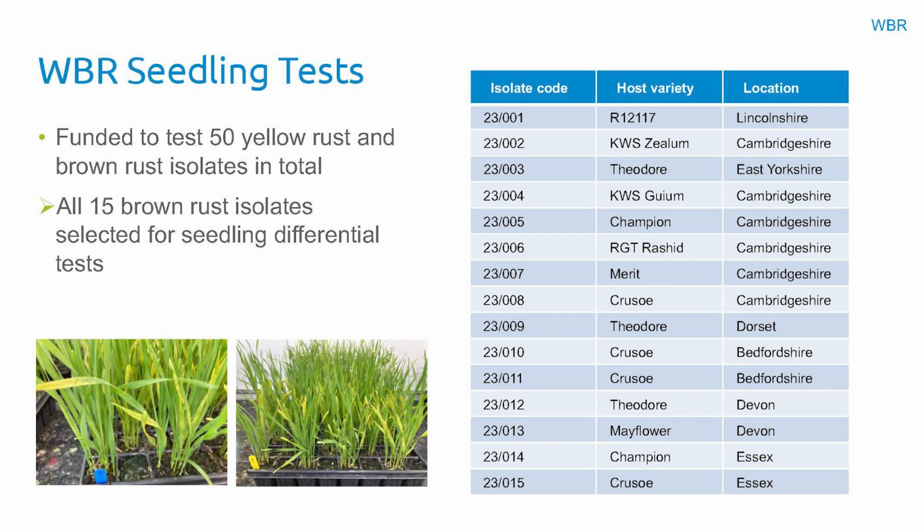Now I'm not going to show you all of the resistance genes for brown rust. I've just picked out some of them here. These are the results on my brown rust seedling differential tests showing the percentage of isolates carrying virulence. Again, I've expressed it for the last 5 years.